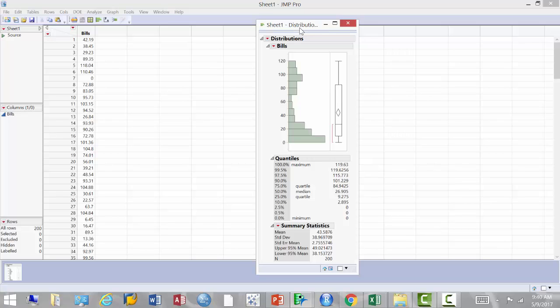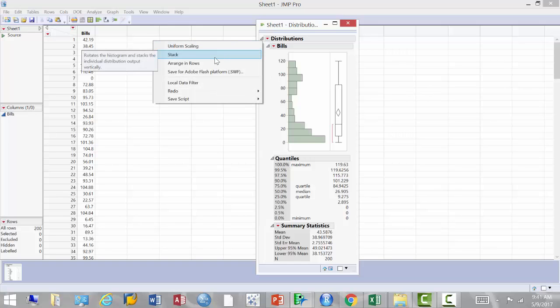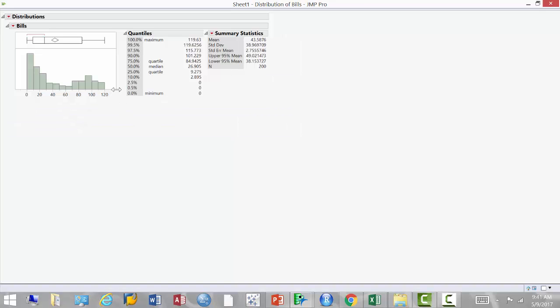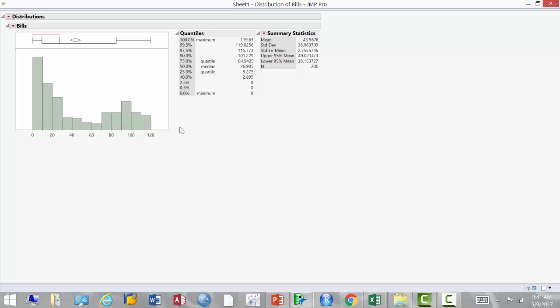Okay. Now again, it's vertical, right? Because that's the default view. I mentioned that before. I believe we can go to the settings and change that so that every time it plots a distribution for us, it's horizontal. And how do we turn it? Go to the distribution red triangle and say stack. Okay, so this is my histogram. So let's see what JMP did with my data.